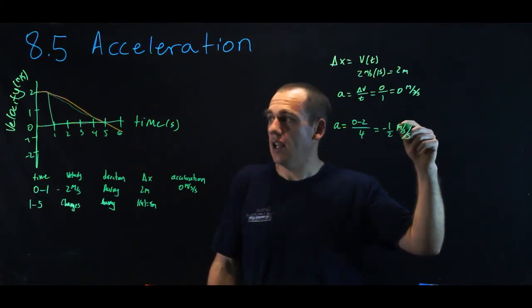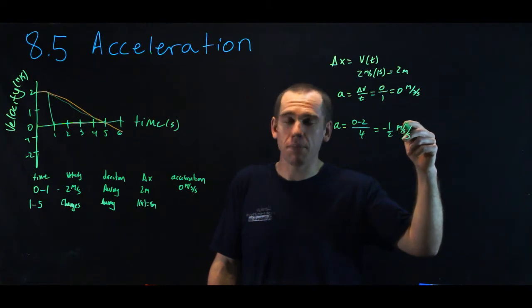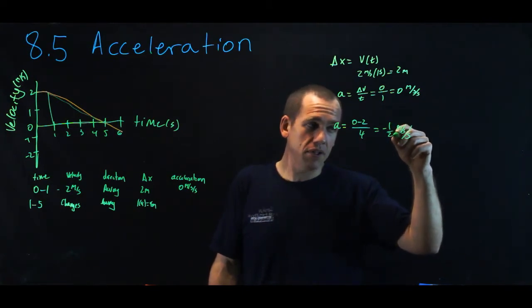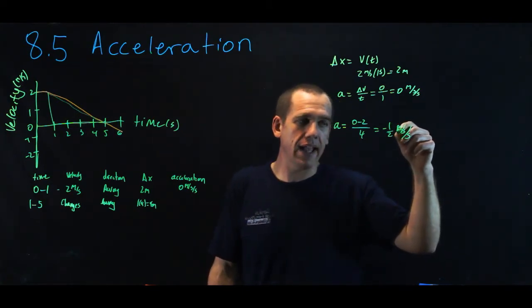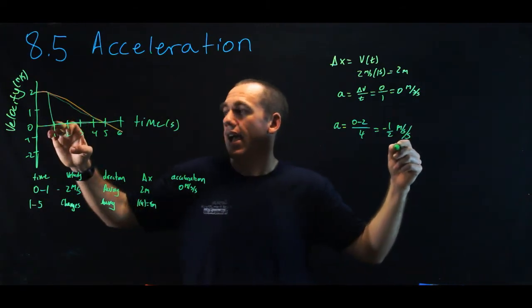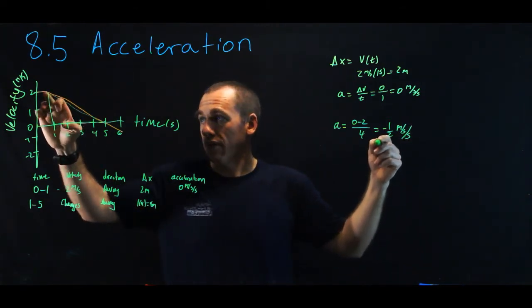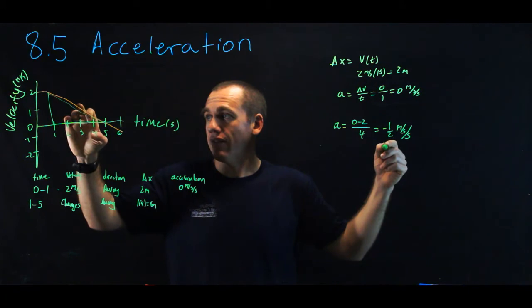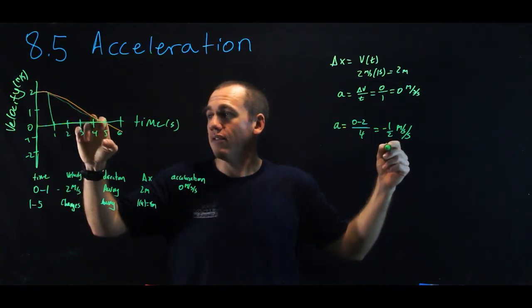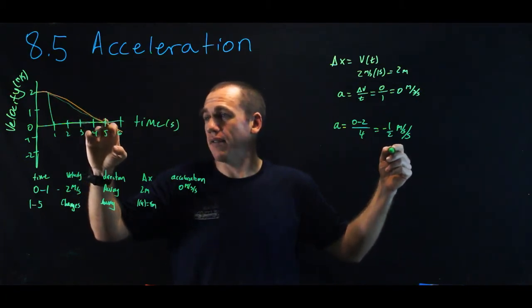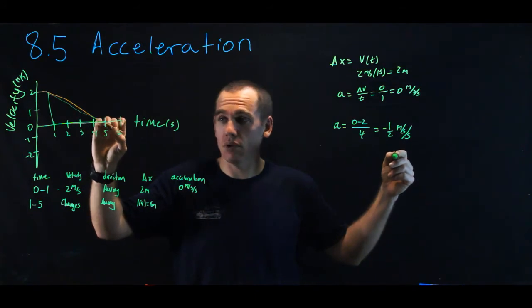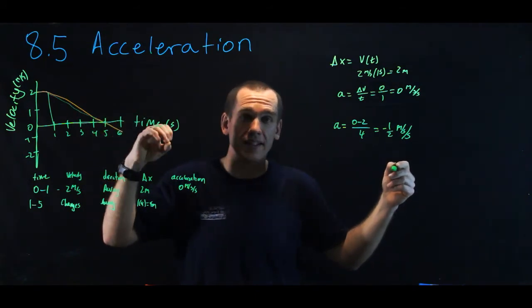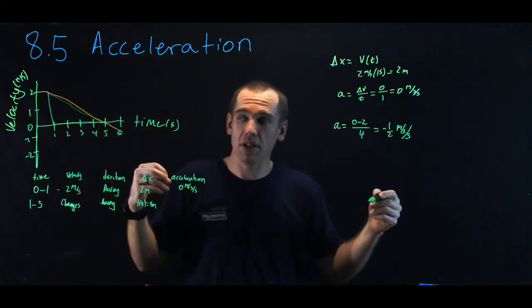So each second, this velocity decreased by 0.5 meter per second, or became more negative by half a meter per second. So after 1 second, we went from 2 to 1.5. Then after 2 seconds, we're down to 1. After 3 seconds, we're down to half. And after 4 seconds, we're down to 0 meters per second. Each second, the velocity decreased by half a meter per second.